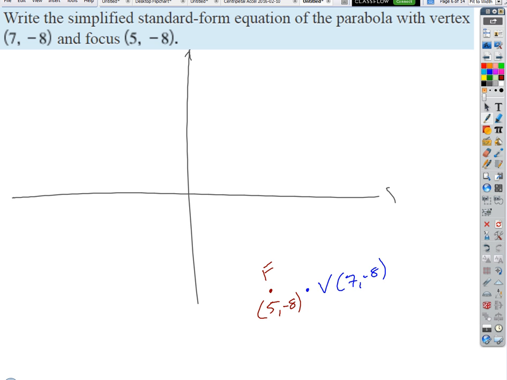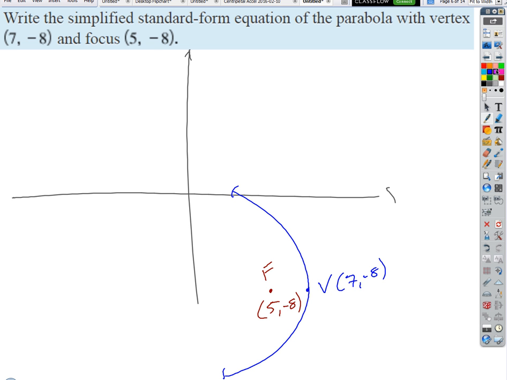Which point does it go through, the focus or the vertex? Well, which one is on the parabola, I should say? Vertex, right. The vertex is the point of the parabola, and it always swallows the focus. So it's going to go like this, right? Everybody agree? Yes. Okay.